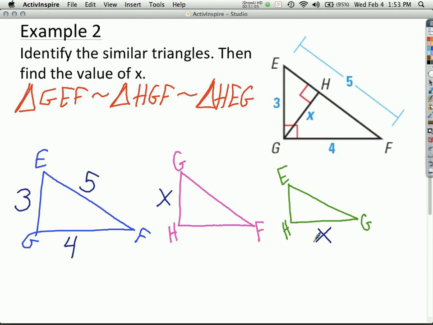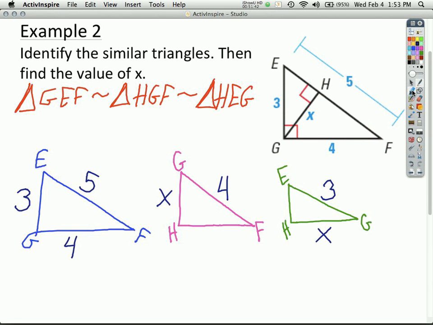But now let's look at this middle triangle. Is there another piece of information that I can fill in? What else could I fill in? GF is 4. GF, if I just read it, GF is 4. Anything else I can fill in? Brian? EG is 3. EG is 3, not in this picture, but EG is 3 over here. And because this is true, they're all similar, now we can set up a proportion with 4 pieces of information.